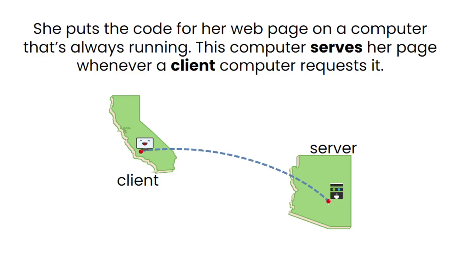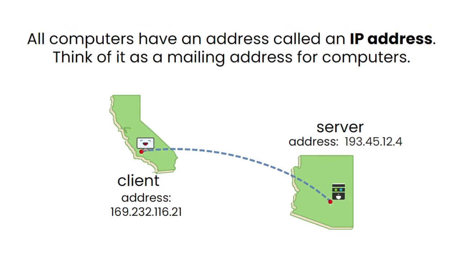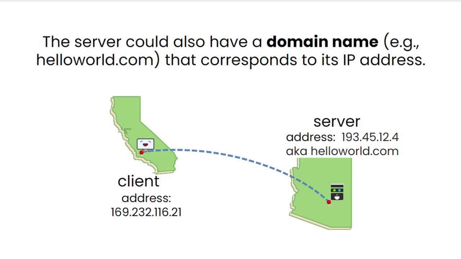Suppose you consider that there is a client computer and the server computer. The request is always made from the client computer, and the data that we get comes from the place that is called the server. All computers have an address called an IP address. Think of it as a mailing address for computers. If we have to send a post to someone, we mention the mailing address of that person. In a similar way, if we have to send data from one place to another, we make use of the IP address. The server could also have a domain name, for example helloworld.com, that corresponds to its IP address.